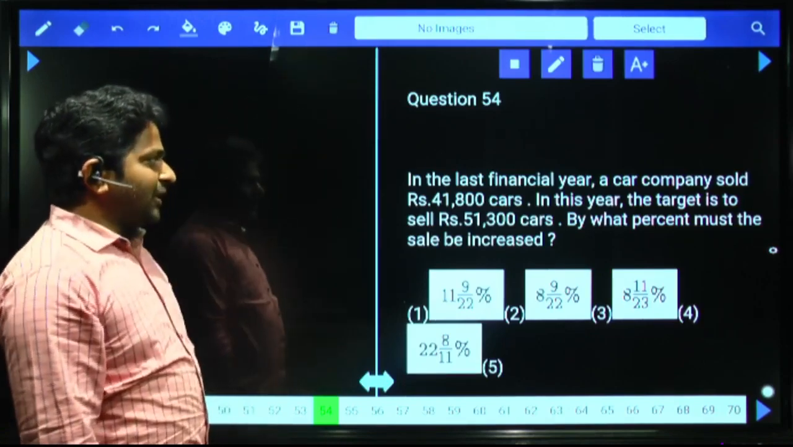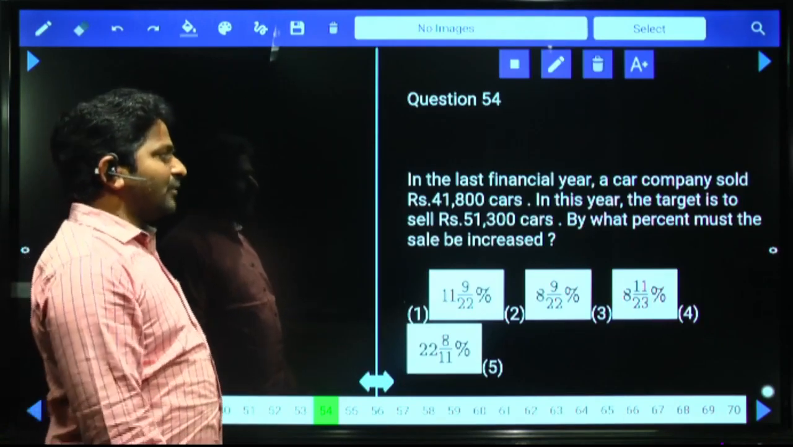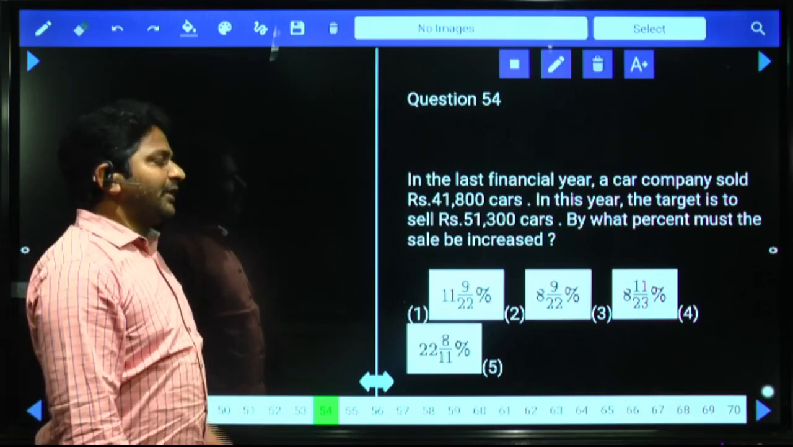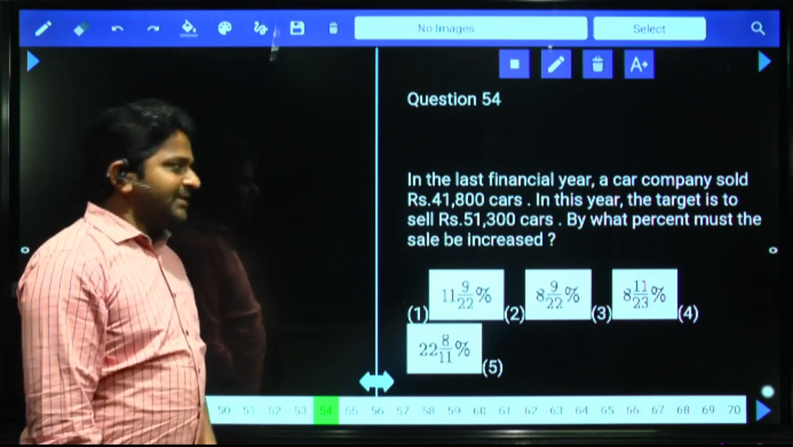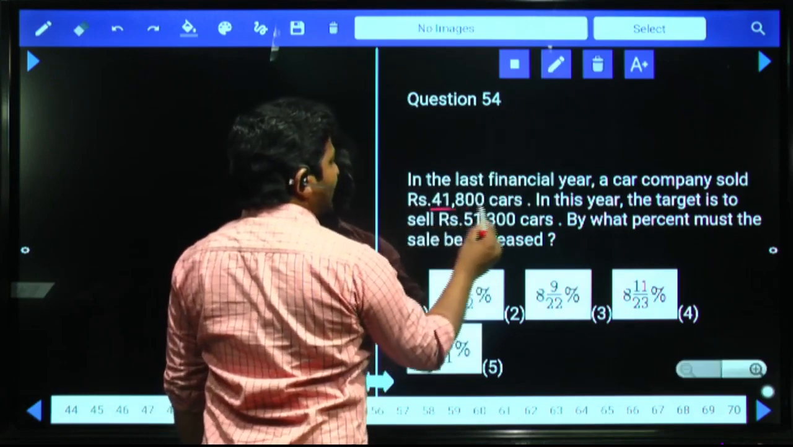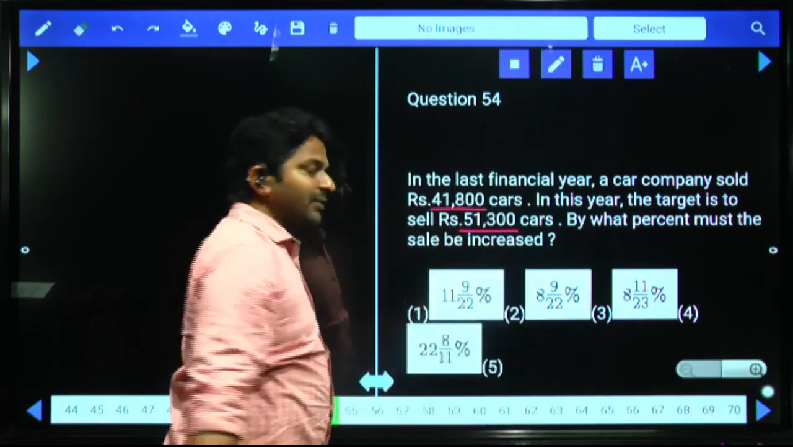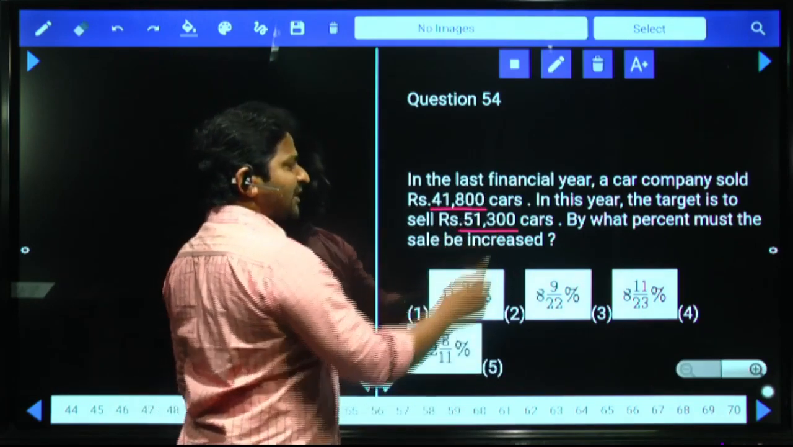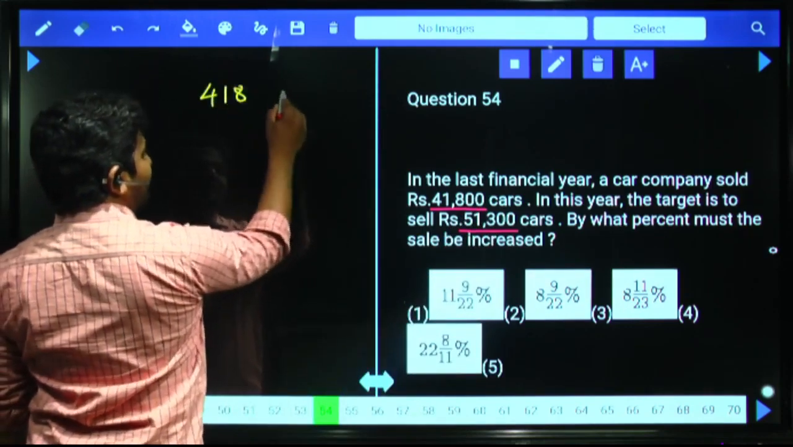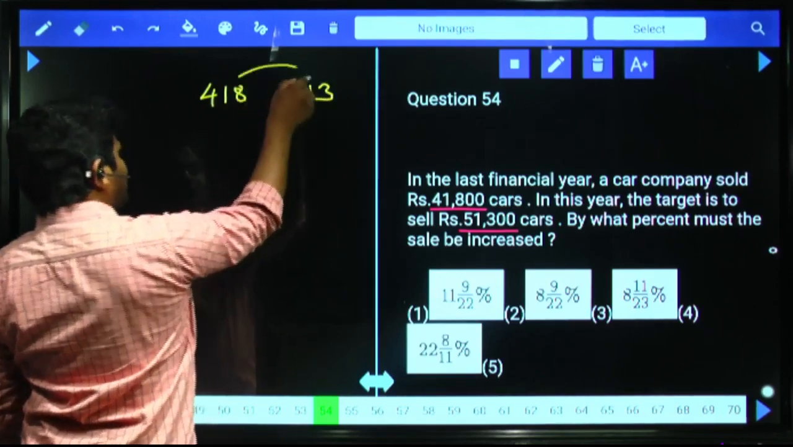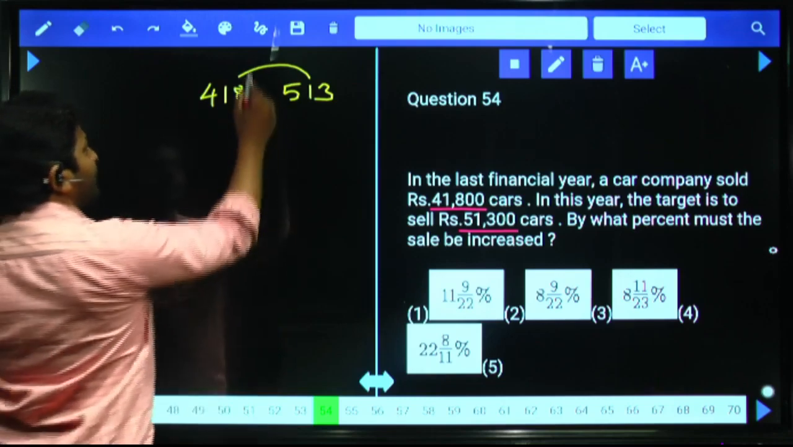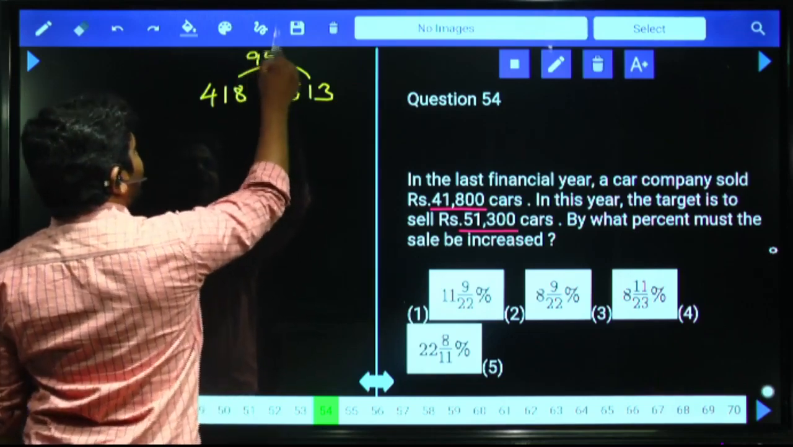The last financial year, a car company sold 41,800 cars. In this year, the target is to sell 51,300. By what percentage must sales be increased? Instead of 41,800, now we have to make it 51,300. 2 zeros are quite common, so let us use only numbers 418 and then 513. Now to this, how much we should add to make it 513? That is, we have to add 95.